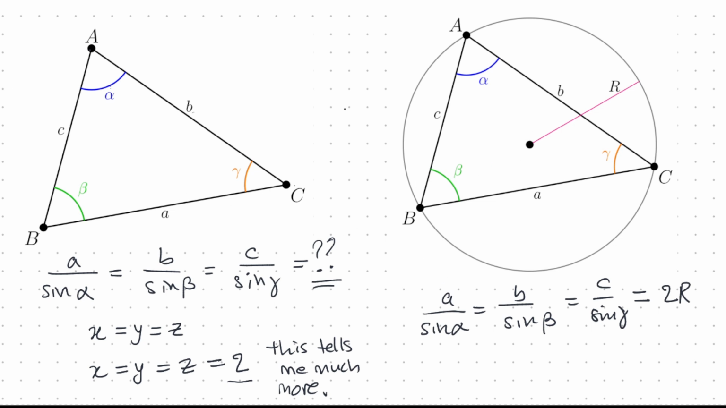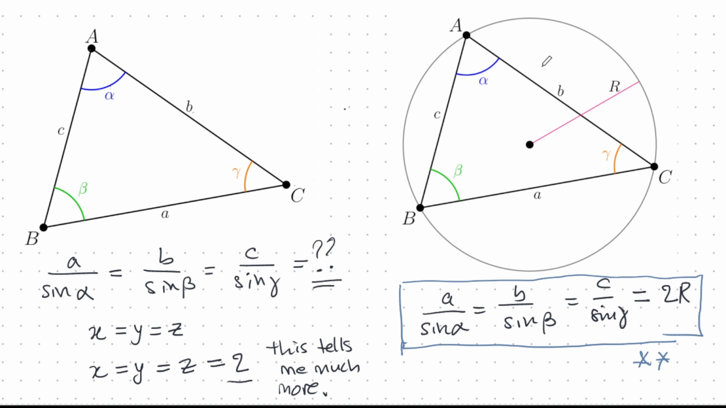So we have this incredibly beautiful extended sine law, which you didn't learn in school. They never told you what those three things are actually equal to. Well, they're equal to the diameter of the circumscribing circle around the triangle. So that's very interesting, and we want to prove this, actually. So our job in this video is going to be to prove this.